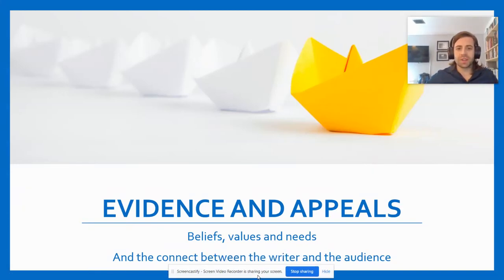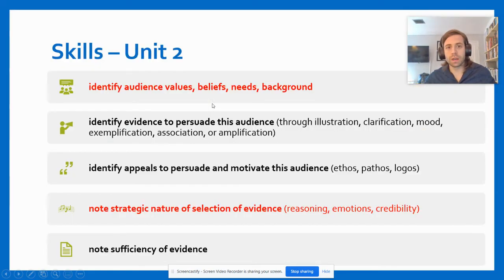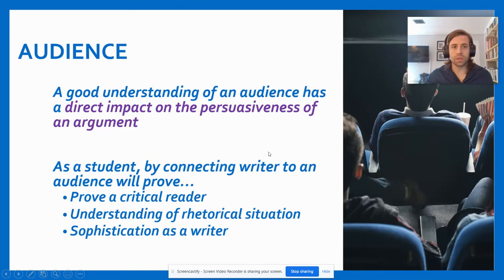Howdy, folks. Today we're going to continue our examination of evidence and appeals and how those are directed specifically to particular audiences in a rhetorical situation and in an argument. So specifically what we're going to attack today is trying to identify the values, beliefs, needs, and or background of an audience, as well as trying to note the strategic efficacy of these different types of rhetorical claims of reasoning, emotions, or credibility, logos, pathos, or ethos.